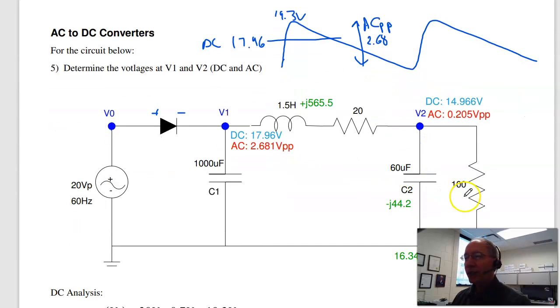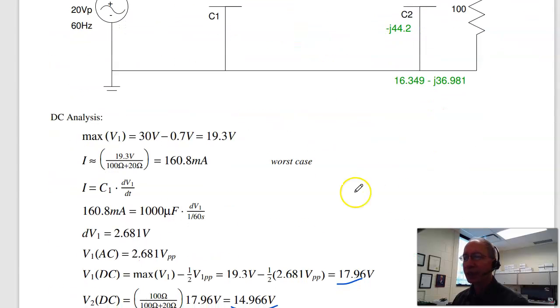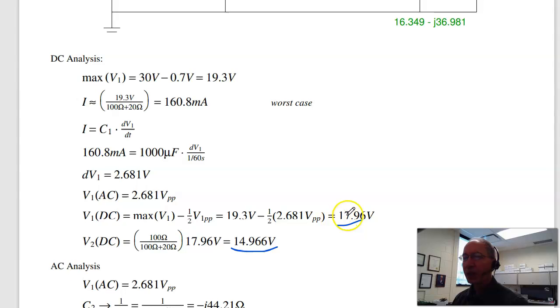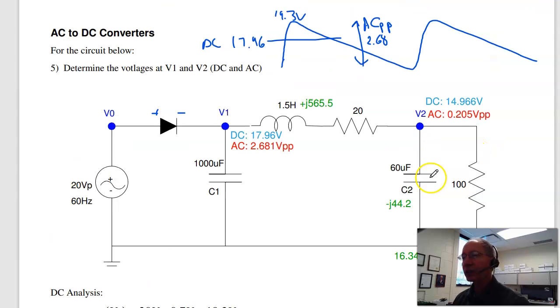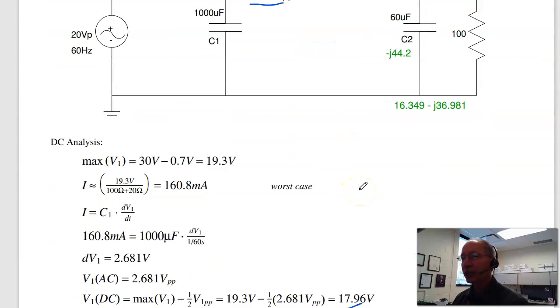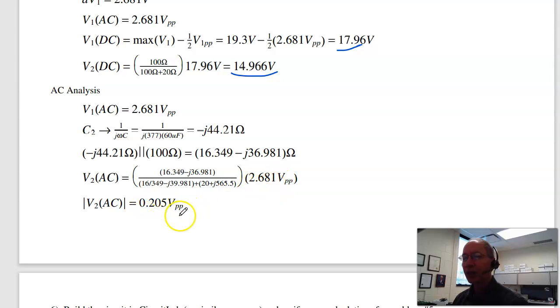At V2 then, I just have a voltage divider for DC, 100 over 100 plus 20 times 17.96, giving you 14.96 volts at DC. For the AC voltage, convert the inductor and capacitor to their AC impedance at 60 Hertz, put these two in parallel, then have a voltage divider. The input at AC is 2.68 volts peak to peak. Doing voltage division times the input gives you 0.205 volts peak to peak.